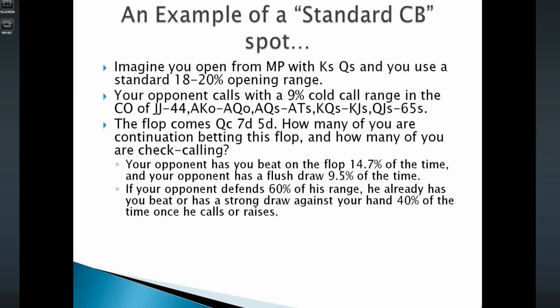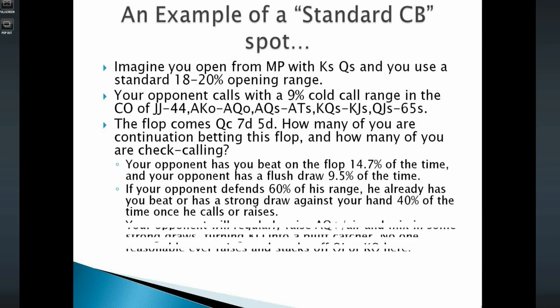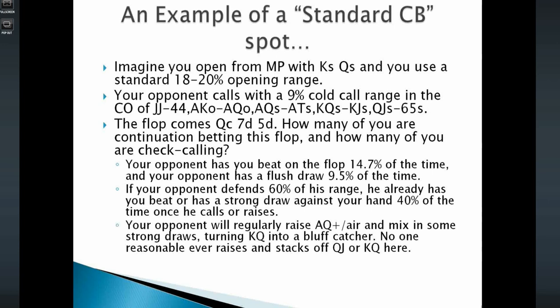If he's defending a lot more than 60%, you're probably not going to bet the flop as a bluff very often because he defends so much. And if he's defending much less than 60%, then you're probably going to start betting all of your air hands, even if you have a very, very weak bluff, which probably isn't good enough to bet as a bluff in theory. Your opponent will regularly raise ace-queen or better and air and mix in some strong draws, turning king-queen into a bluff catcher.